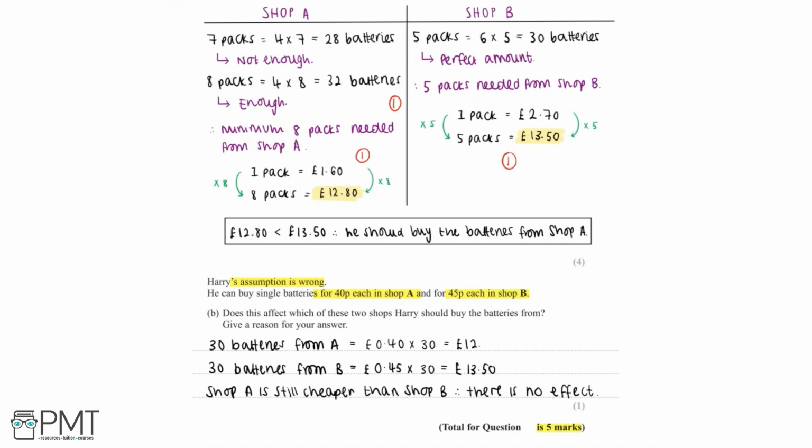And we get the fourth mark for saying that £12.80 is cheaper than £13.50, and so Harry should buy the batteries from shop A. We then get the fifth mark in part B for saying that shop A is still cheaper than shop B, and so there is no effect to our original answer, allowing us to get the full 5 marks needed in this question.